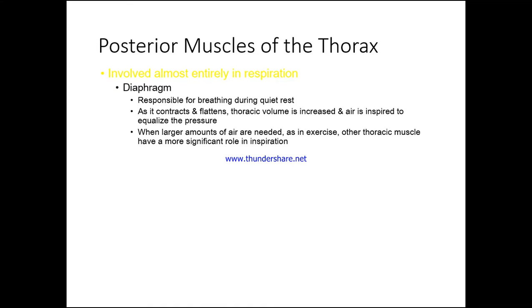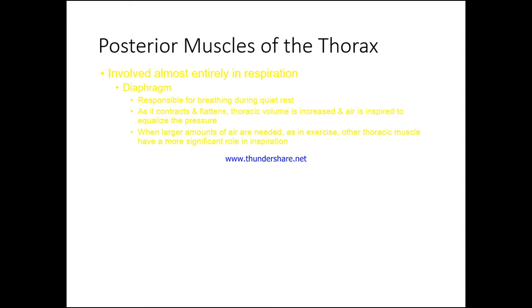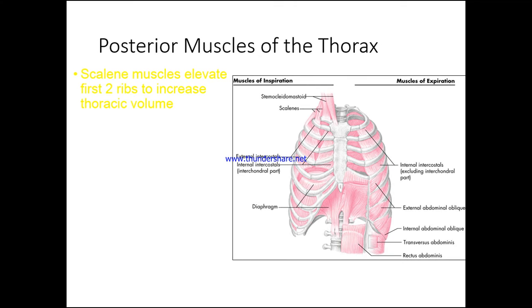Posterior muscles of the thorax are involved almost entirely in respiration. The diaphragm itself is responsible for breathing during quiet rest. As it contracts and flattens, thoracic volume is increased and air is inspired to equalize the pressure. When large amounts of air are needed, as in exercise, other thoracic muscles have a more significant role in inspiration. The scalene muscles elevate the first 2 ribs to increase the thoracic volume. Scalenus anterior, medius and posterior.